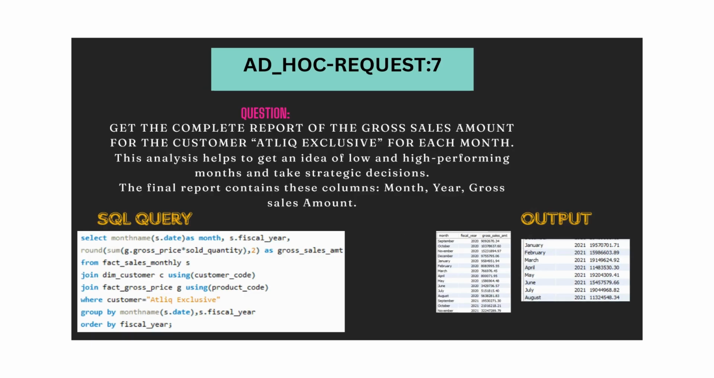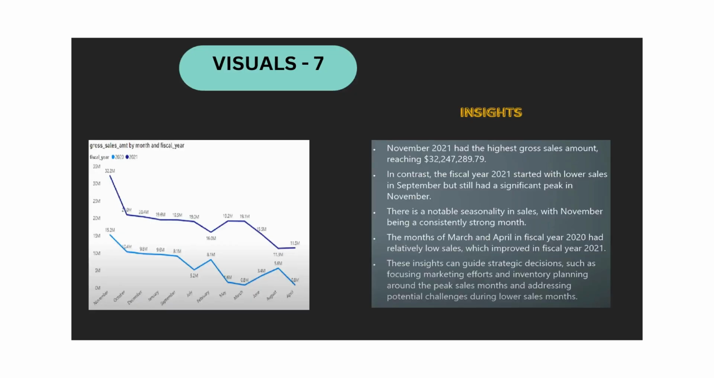Let's move to another question. Get the complete report of the gross sales amount for the customer Atliq Exclusive for each month. This analysis helps to get an idea of low and high performance months and take strategic decisions. The final report contains these columns: month, year, and gross sales amount. So I have just performed two joins here, and the output we got here. I'm explaining with the visualization here.